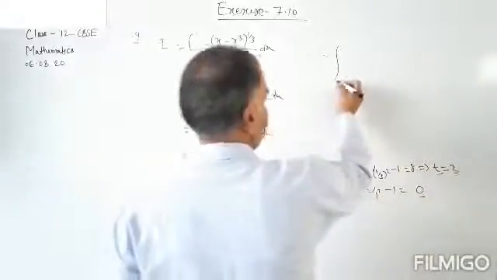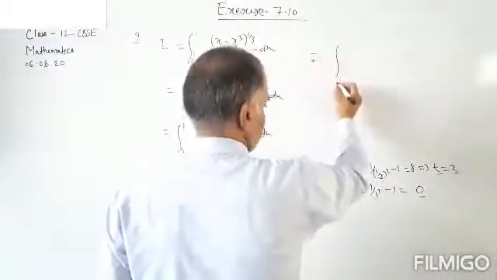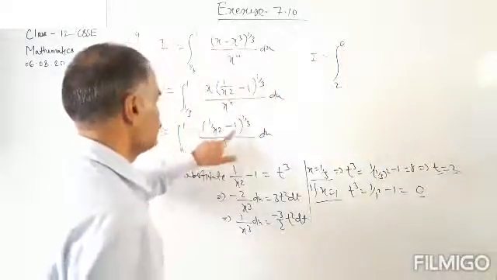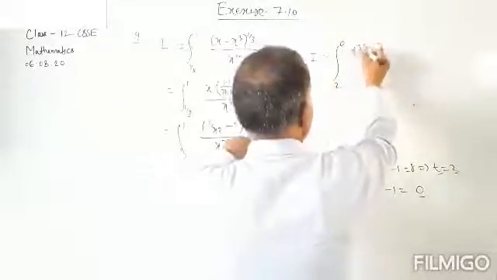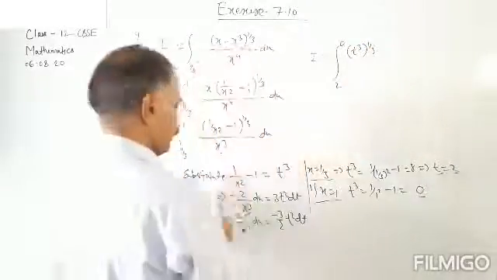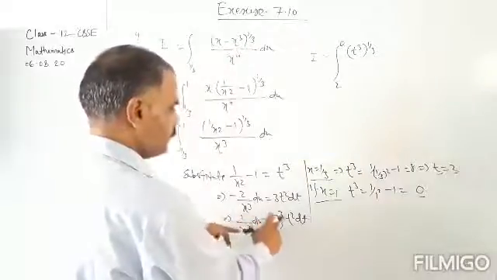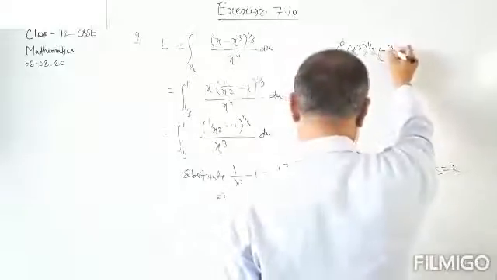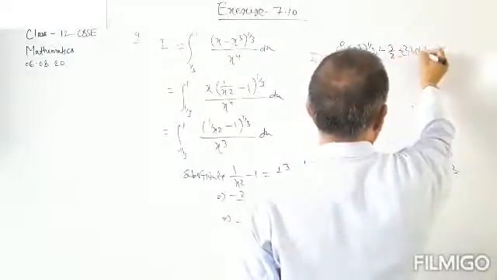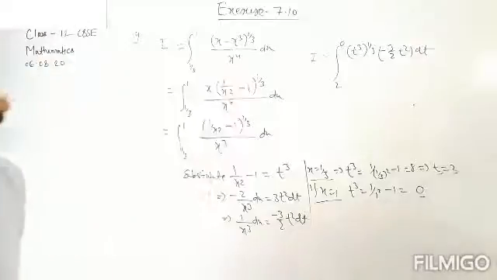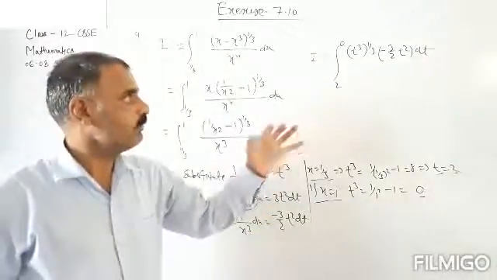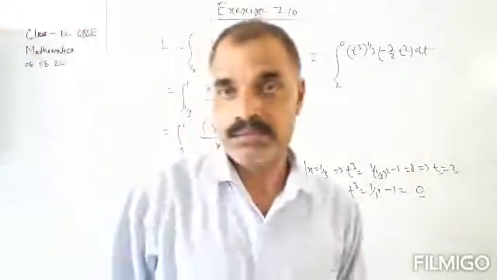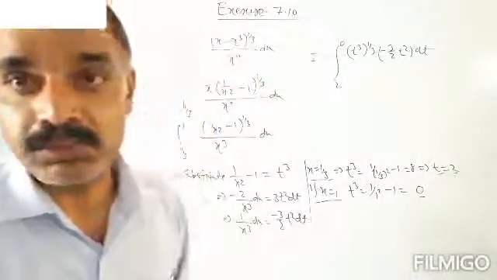So the integration will be from limit 2 to 0. This is t to the power 3, to the power 1 by 3, and 1 upon x cube dx equals minus 3 by 2 t square dt. Okay, so this is the final form of the integration after substitution. Substitution is complete here. Now we have to integrate this.